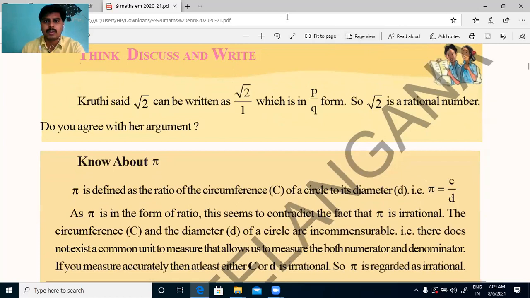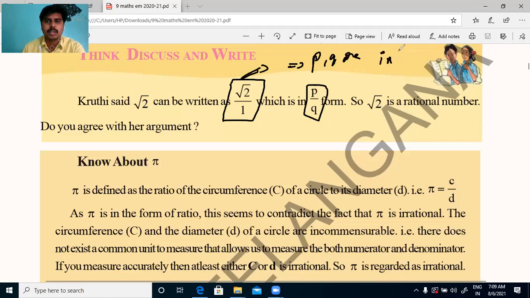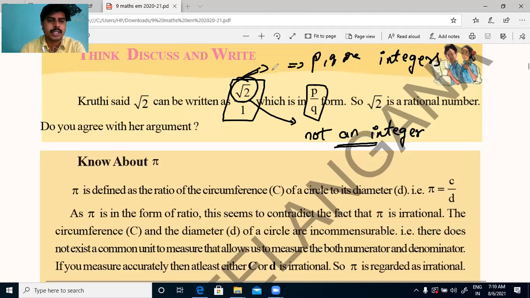Suppose you have root 2 by 1. The thing is, it's in the form of P by Q, but it fails to satisfy one more condition, which is that P, Q are integers, right? So this root 2 is not an integer, so it fails to satisfy that condition. Okay, right?